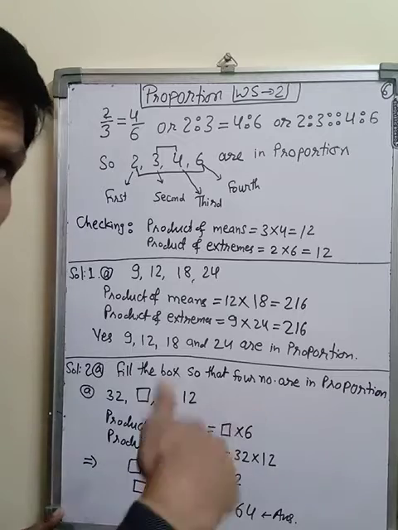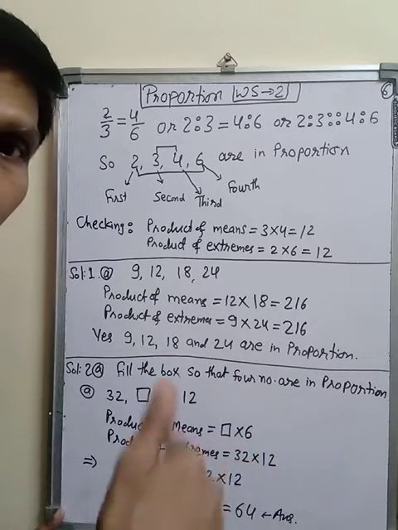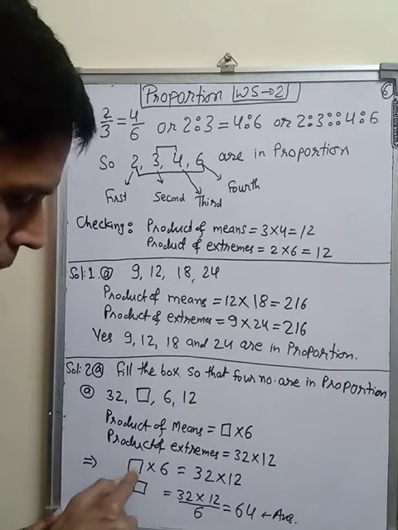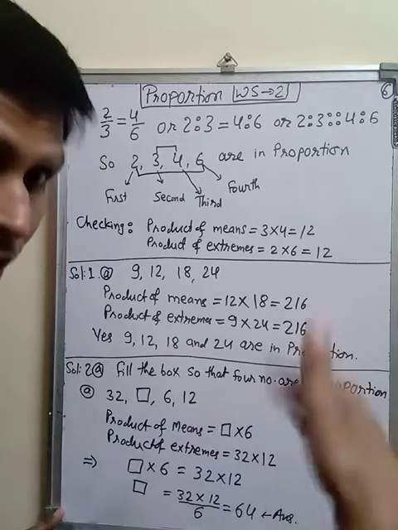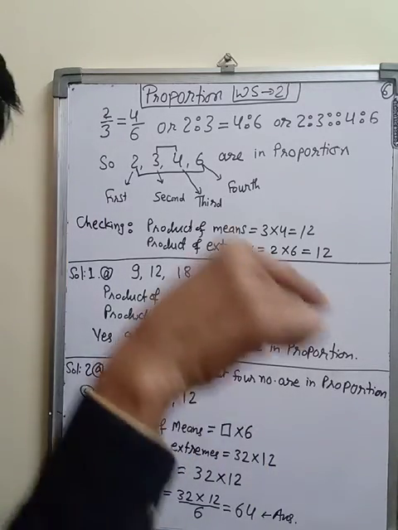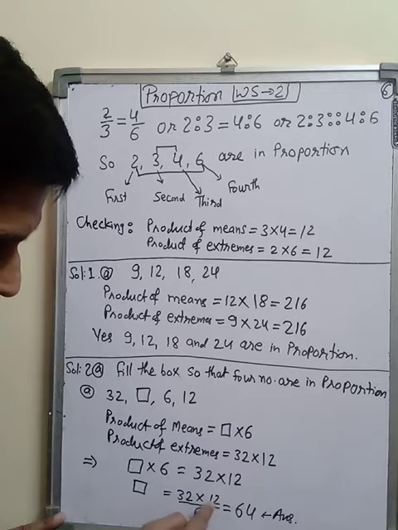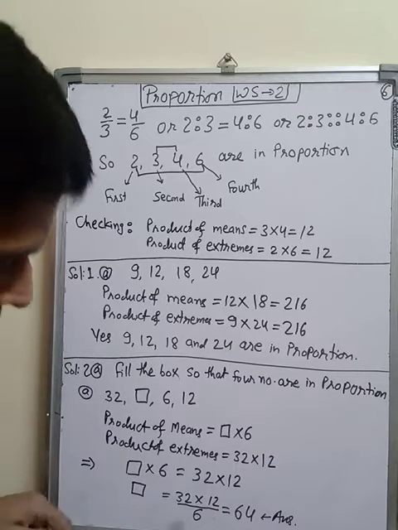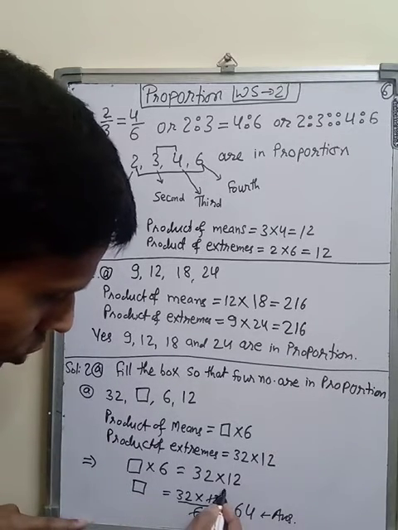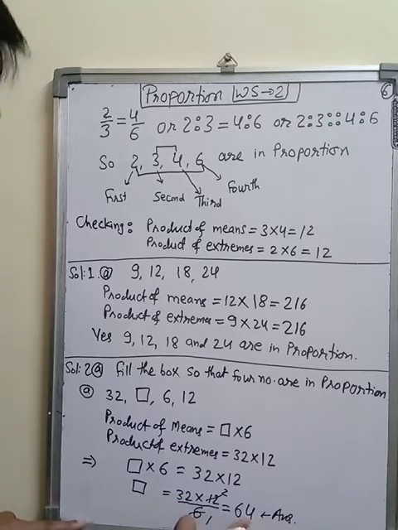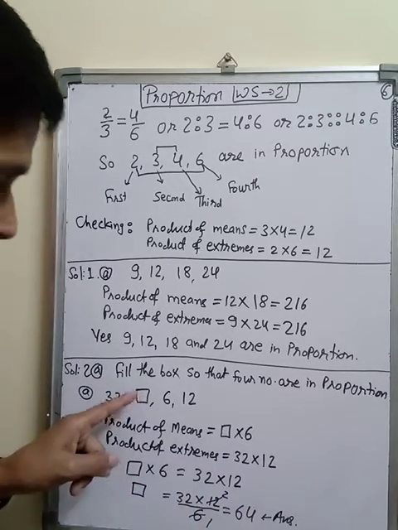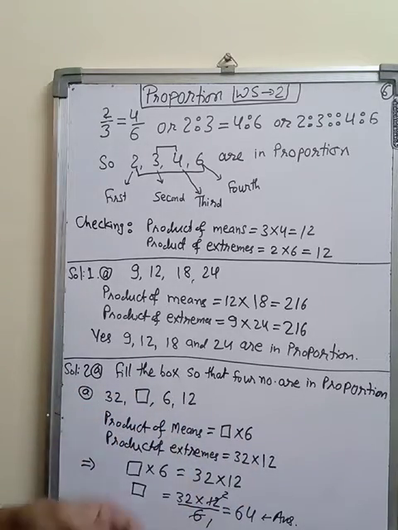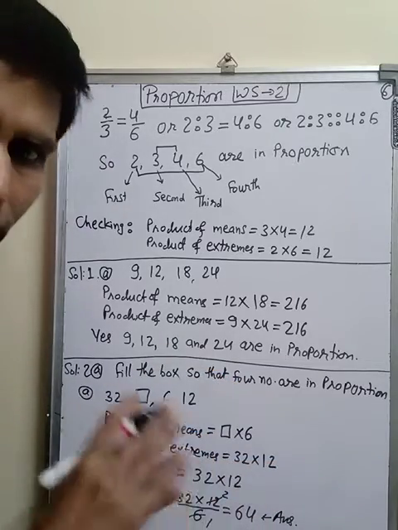How can we find the value of this box? This 6 we will transpose to that side. This year you will learn how to transpose; this is new for you. So remember this procedure: the number paired with the box we move to the other side, and it goes in the denominator. So 32 into 12, and this 6 comes to this side, and after cutting, 6 1s are 6, 6 2s are 12, and 2 into 32 is 64. So what should come in the box? 64, so that these are in proportion. By putting it in you can check also, but that is not necessary.